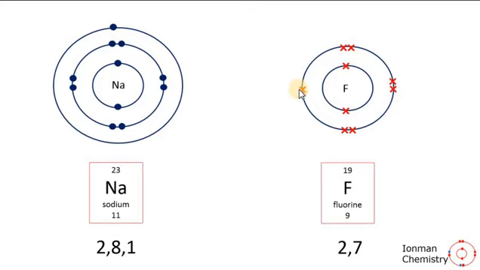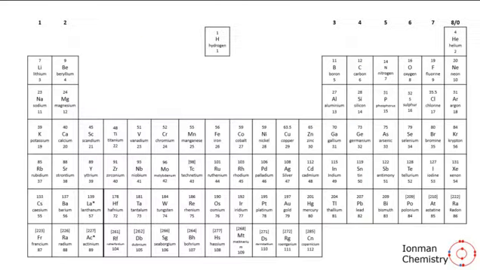Fluorine has got 7 electrons in its outer shell, 1, 2, 3, 4, 5, 6, 7, so it should be in group 7, and it has got 2 shells, so it should be in period 2. Let's have a look at the periodic table to check.